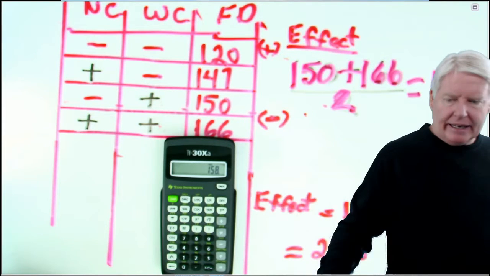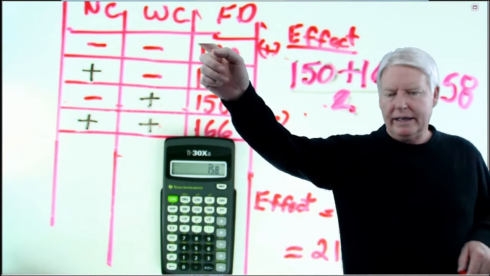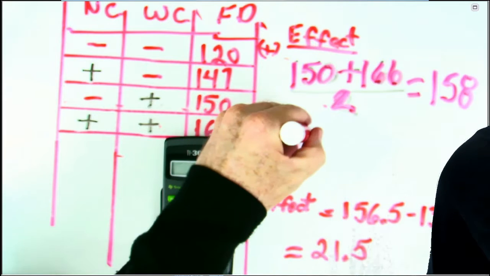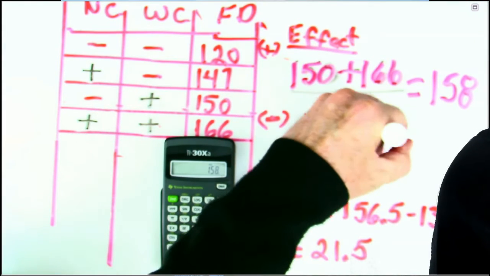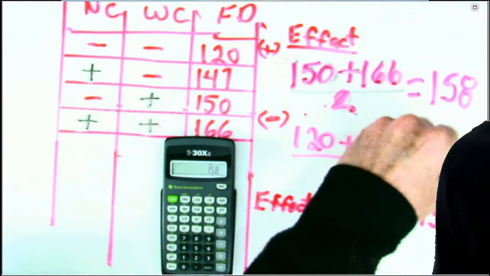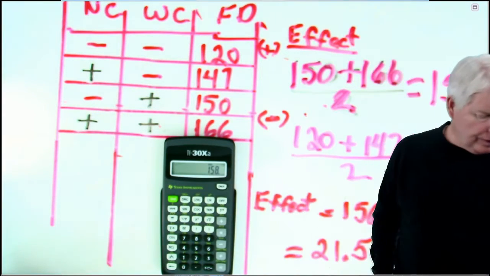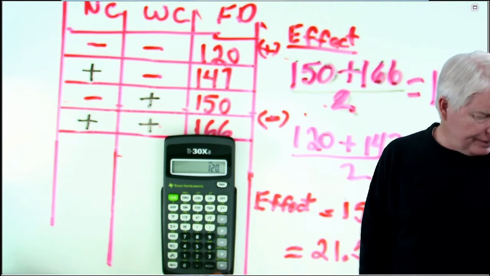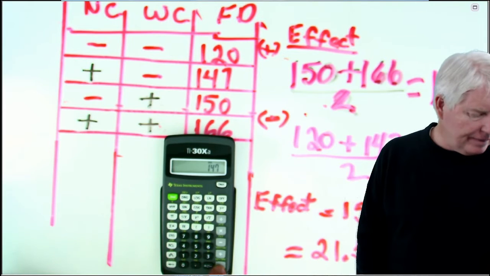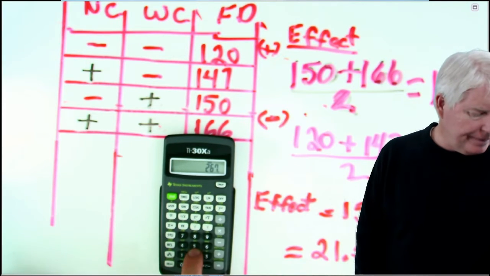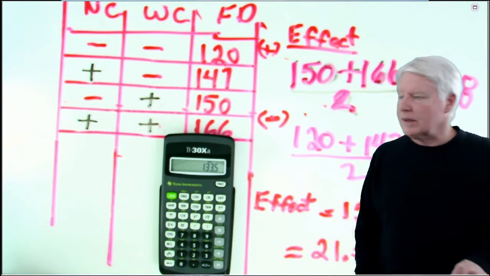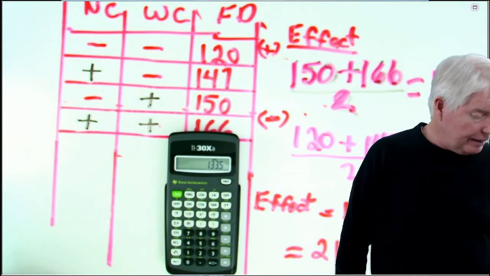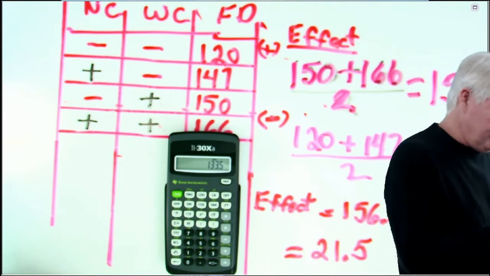Okay, now let's do the negative, and the negative is going to be wing condition when it was negative, or these two here, 120 and 147. So I'm going to go 120 plus 147 divided by 2. So let's clear that out. 120 plus 147 divided by 2 equals 133.5. Yeah, that makes sense. 133.5. Okay.